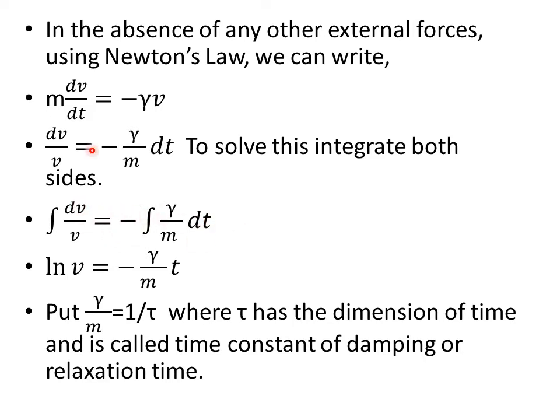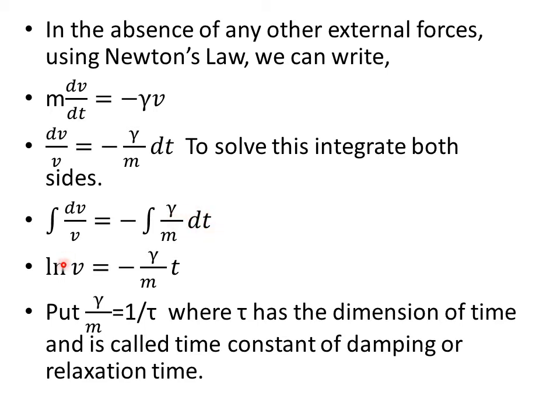In order to solve this equation, we do integration on both sides. We have separated the variables, velocity on the left hand side. So the left hand side, the terms dv by v, should be integrated with respect to velocity, and on the right hand side the variable that we have is time, so this should be integrated with respect to time.